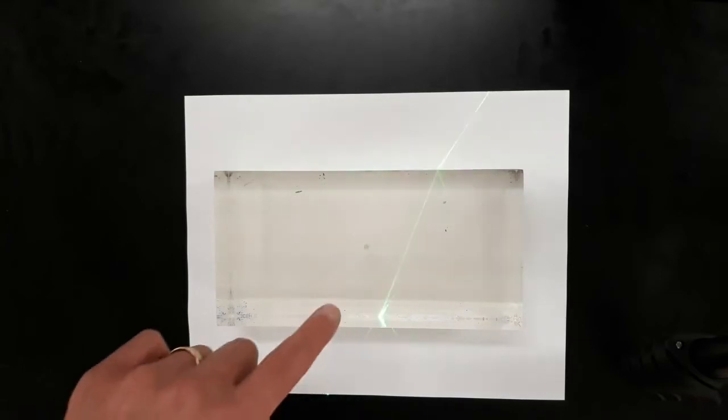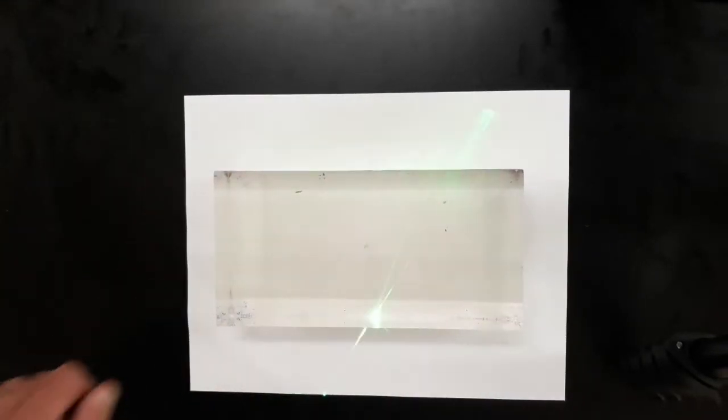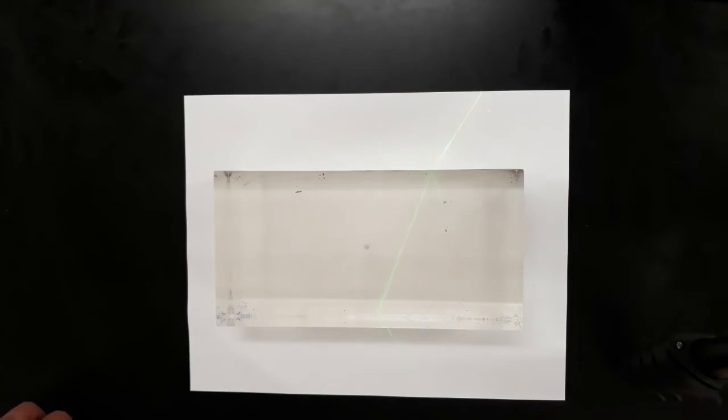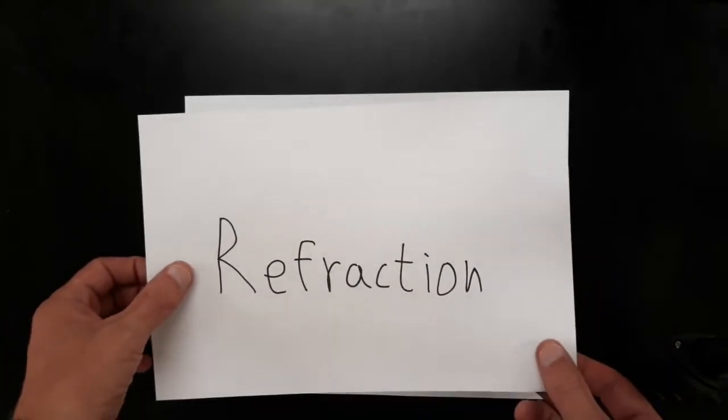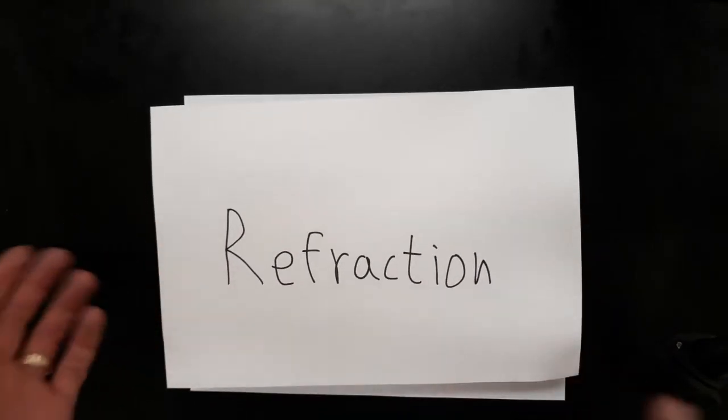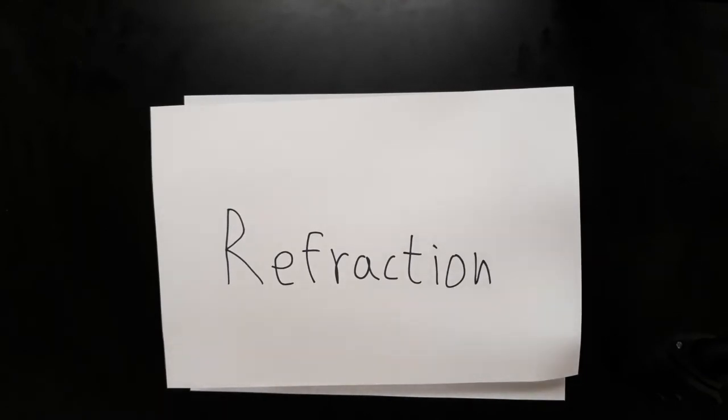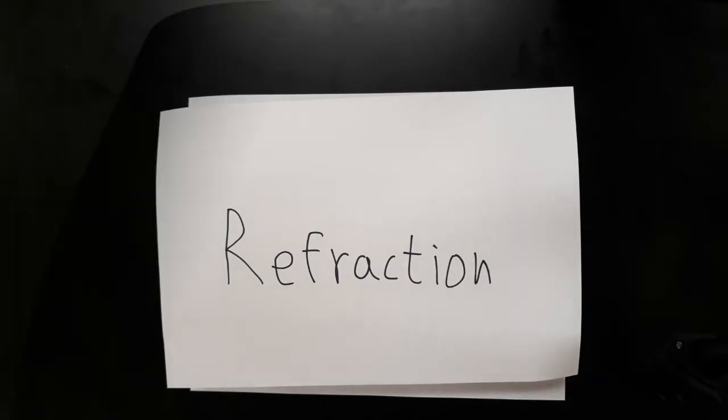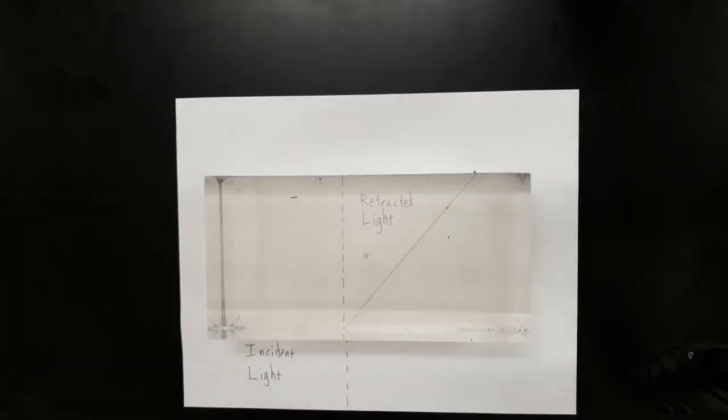But this changing direction, when it goes from air to glass, and then from glass to air, well, that is something we have not seen before. And that is called refraction. It's not reflection, it's refraction, which is a different word. And it's when light bends when it goes from one medium to another. Let's take a more in-depth look at this phenomenon of refraction.